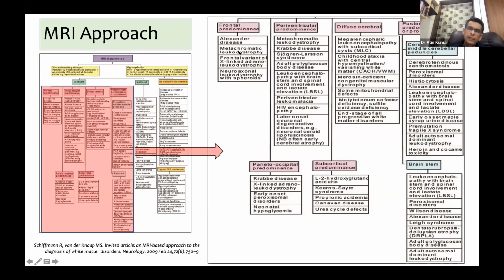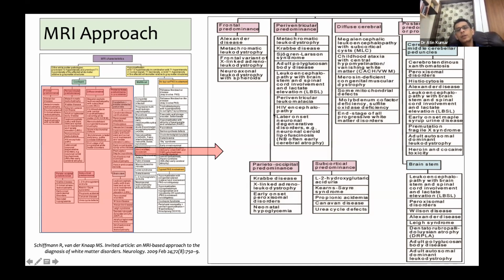Metachromatic leukodystrophy, they say, usually starts frontal, but most of the patients I have seen in my experience do not have any significant predominance from frontal to occipital. It's more of a periventricular leukodystrophy which we see. So a periventricular predominance is characteristic of metachromatic leukodystrophy.